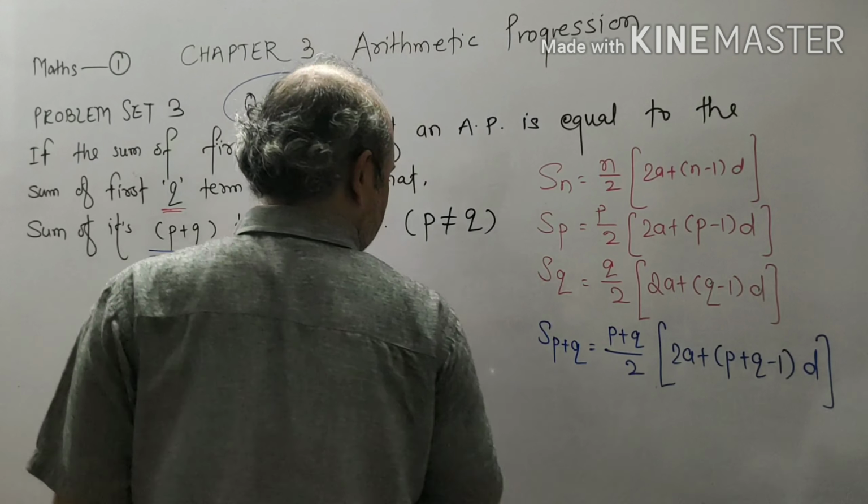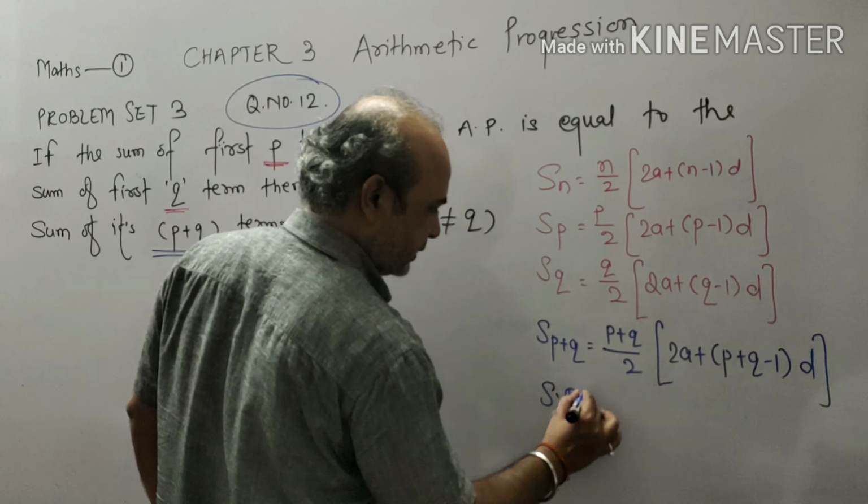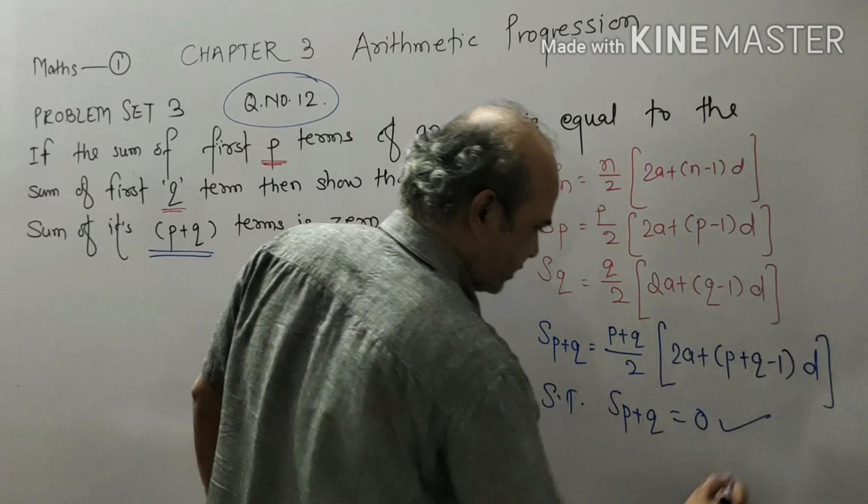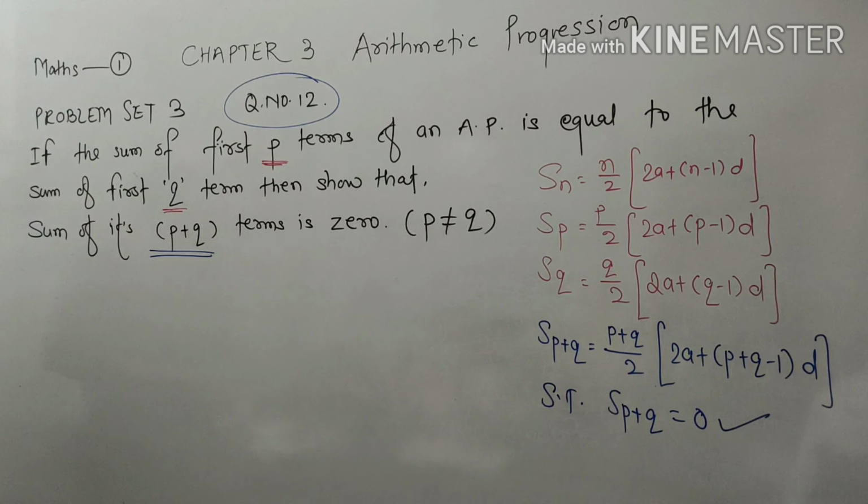So what do you have to show, student? You have to show that the sum of p plus q terms is 0. This you have to prove. Clear? What do you have to prove? You have to prove that the sum of p plus q terms is 0. So now, student, start the solution.